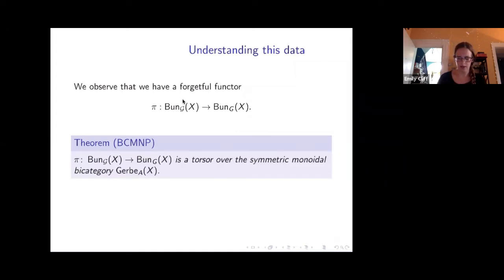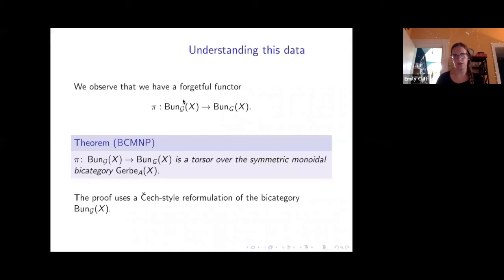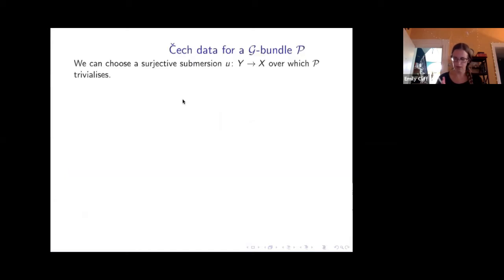And so this tells us that, non-canonically, to define a curly G bundle, we need an ordinary G bundle plus some kind of gerbe data. We can be more specific about that. So how do we prove this? We use a Cech style reformulation of the bicategory Bun-G. What I mean here by Cech style is that I choose a cover where everything is trivial, and I look at the data for patching things together. And then because we're in a higher categorical setting, I need to look at compatibility conditions over triple intersections and so on. So let's discuss that now.